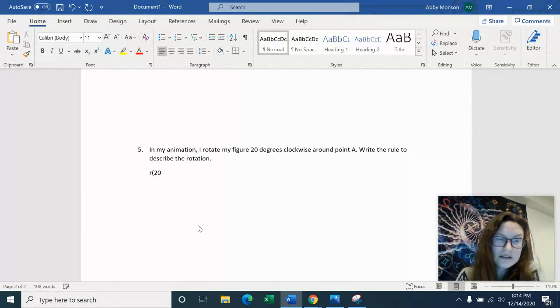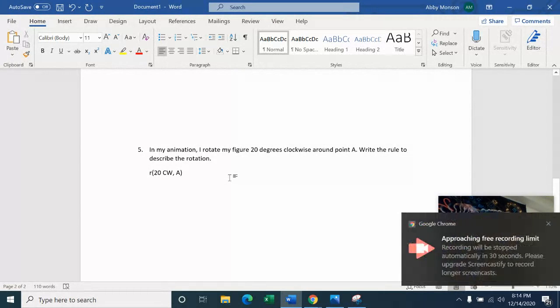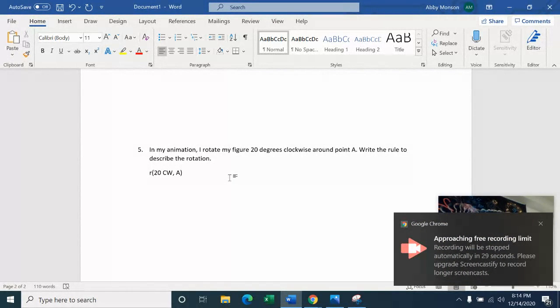So 20, if you know how to put the degrees in, good on you. It's insert special character in the Google Doc. We went 20 degrees clockwise, and then our center of rotation is point A. Okay? And that's how you read it. So that's how you should be writing all your rules. And remember that when we write transformation rules, they always refer back to the pre-image.